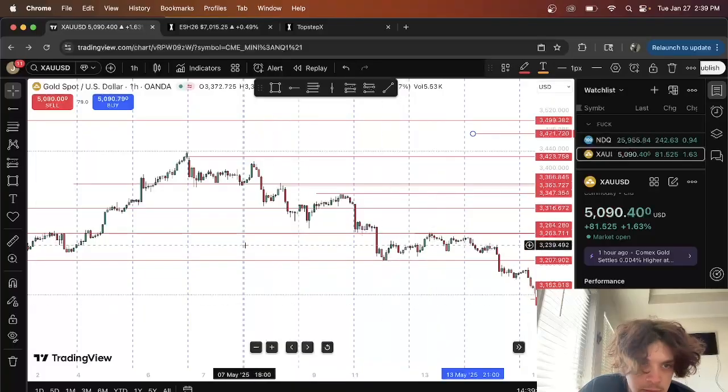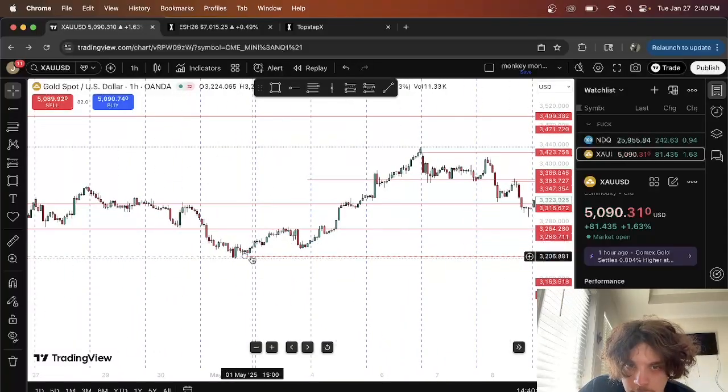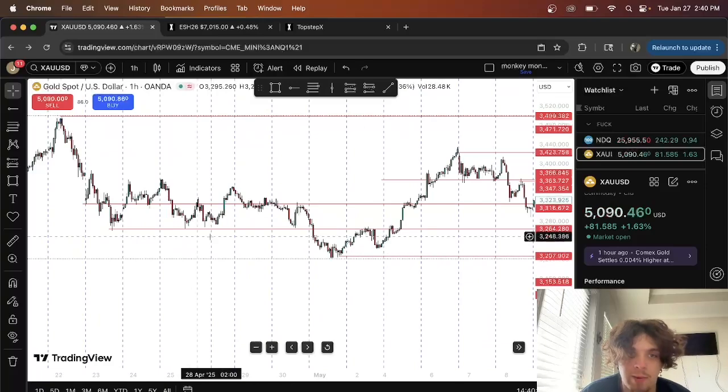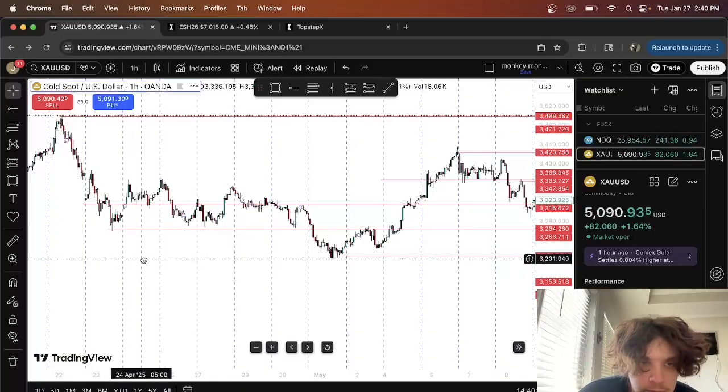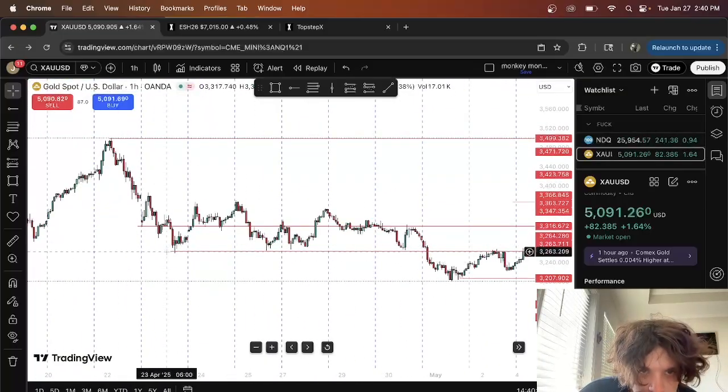Move down, then a move up. That's a low. Move down, then a move up. That's a low. And when I say move, I literally just mean a candle. It doesn't have to be all that, right? Move down, then move up. What is this? Move down, then move up.